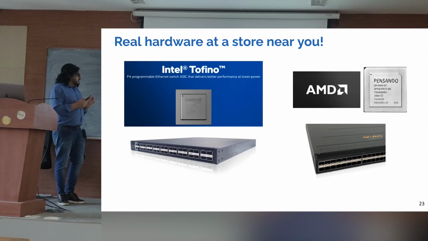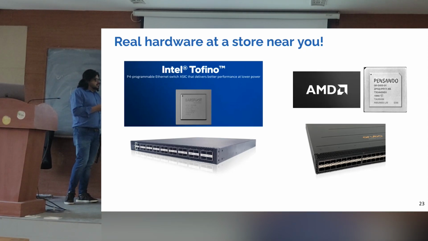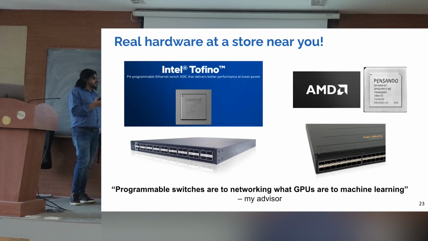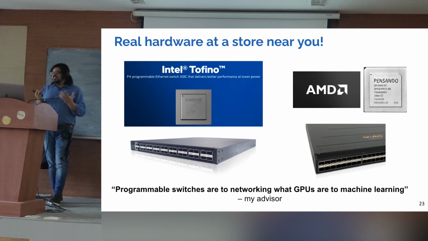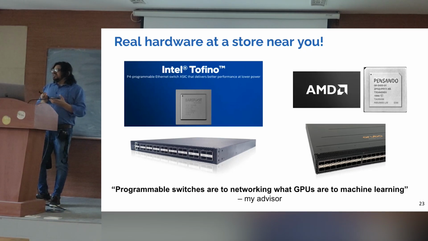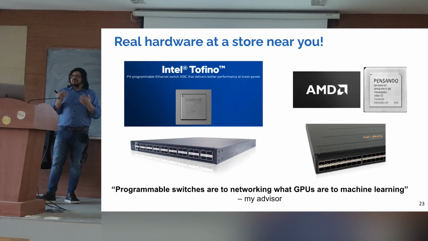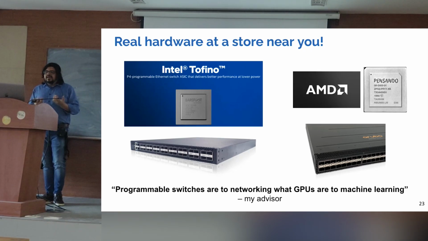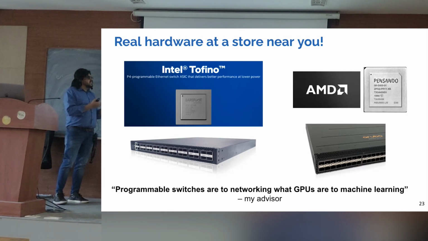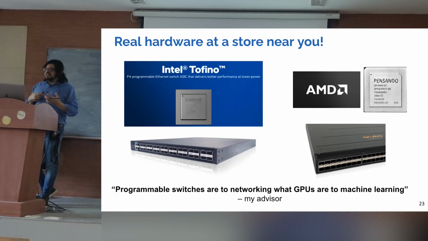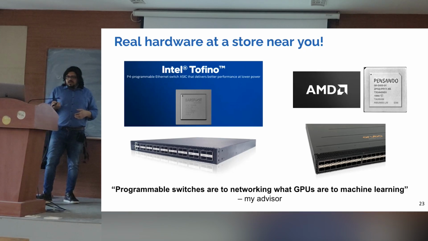And here's a quote by Jen, my advisor, which I like to keep close to me, which is: programmable switches are to networking what GPUs are to machine learning. So we know that machine learning has been revolutionized by the invention and availability of GPUs, right? And programmable switches have done kind of the same thing to networking, where it has democratized networking and made it much more efficient.